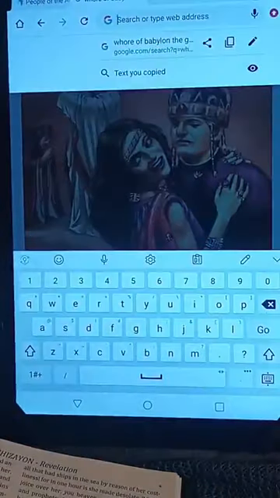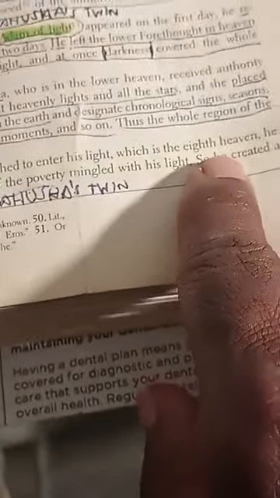Who am I? Oh. Sabath, when he rejected his father and mother. Remember, I'm King Adam of Light. King Adam of Light wished to enter his light, which is the eighth heaven. And when I couldn't enter it, I created my own world. Me, King Adam of Light.